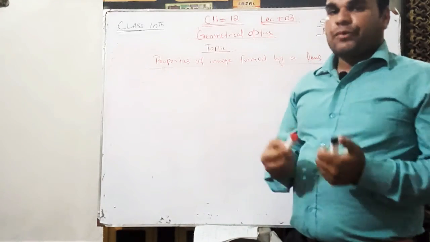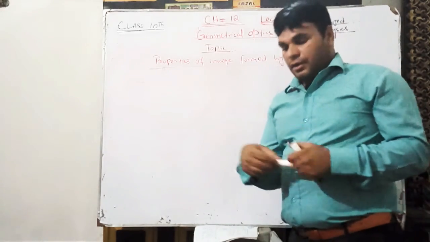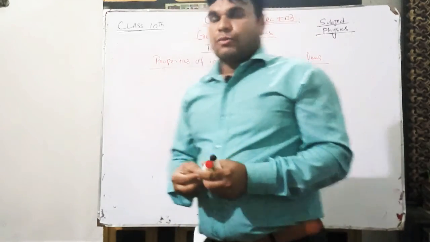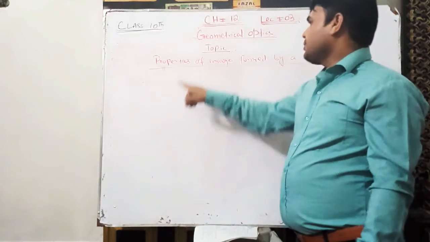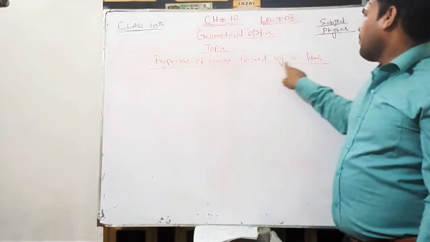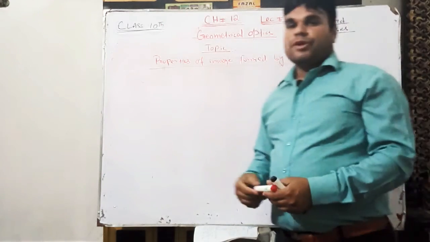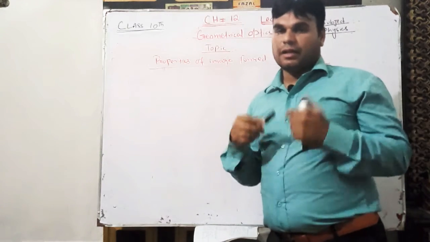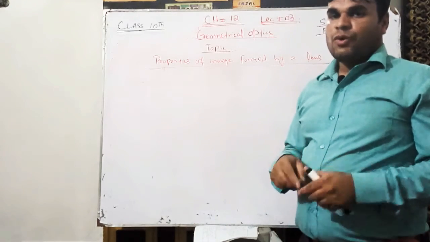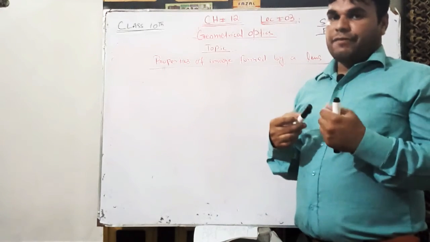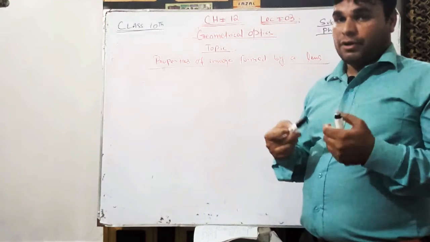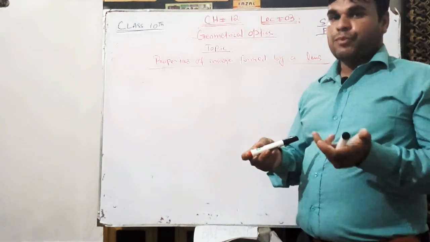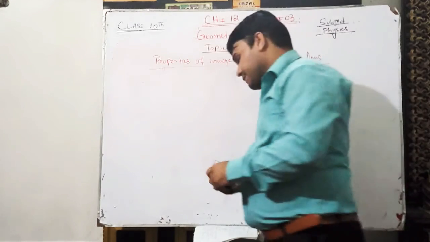This topic is very important because it explains the images which are formed from a lens. Basically, today our topic name is properties of image formed by a lens. As we know, we have two types of lens: one is concave lens, the other one is convex lens. So I will discuss one by one how images are formed from each lens and what properties they have.